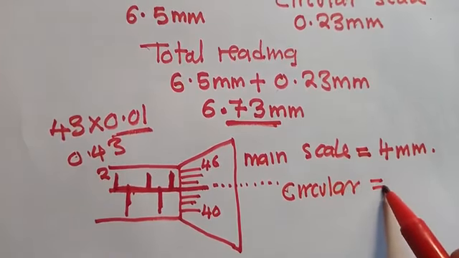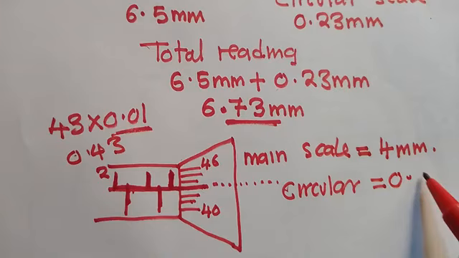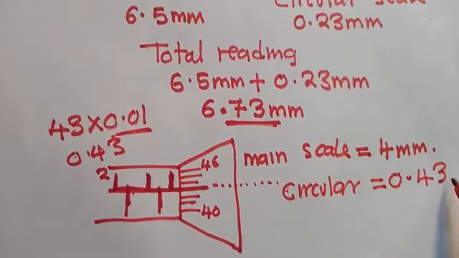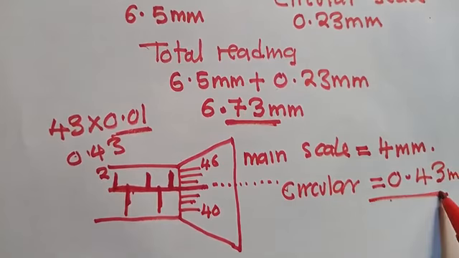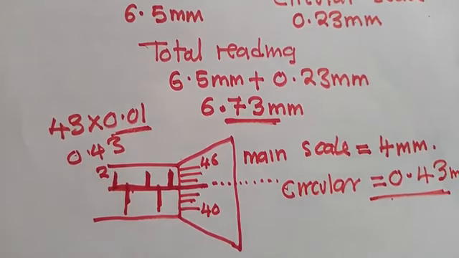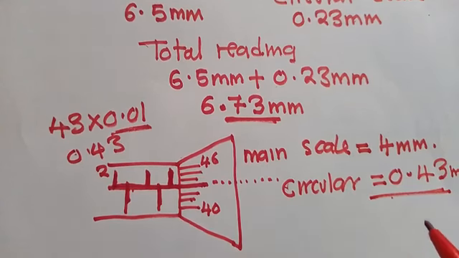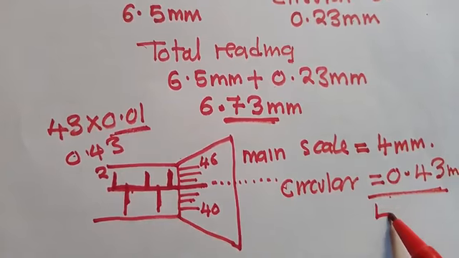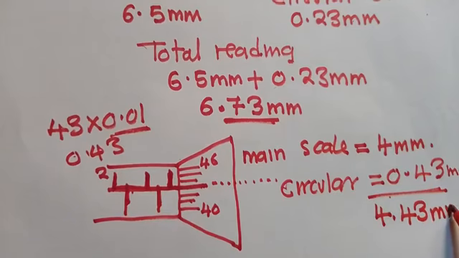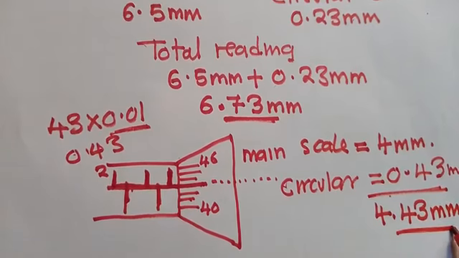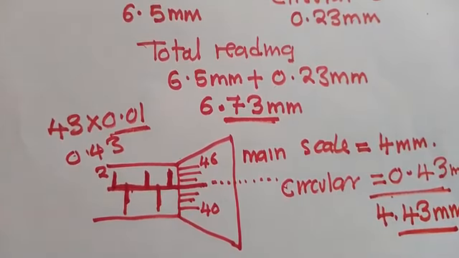So even here, the circular scale is equal to 0.43 millimeters. So when we add the total readings, what are we getting? What we are getting is 4.43 millimeters. So this is what you need to get. This is what you need to understand. So this is where we are going to end.